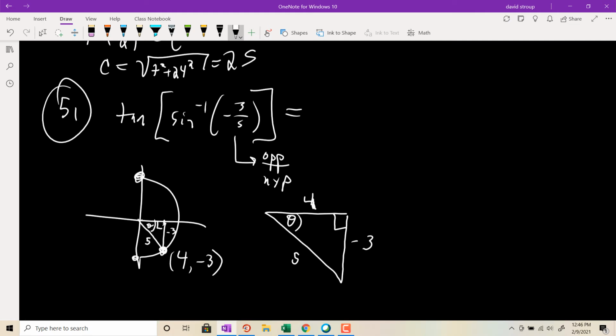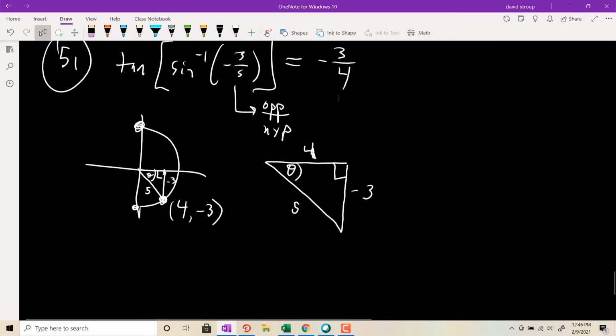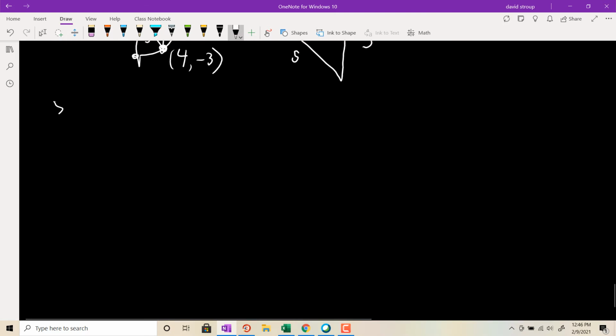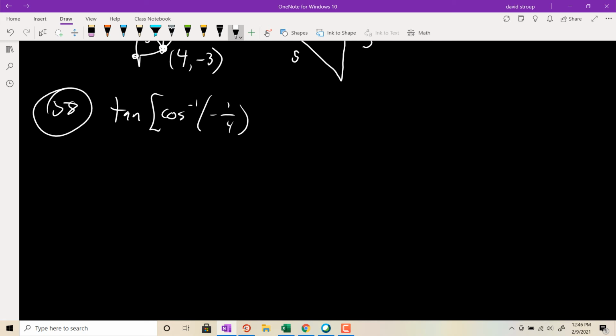And then the tan of this angle, as a ratio of sides of a right triangle, we know that tan of theta is equal to what? Opposite over adjacent. So it's actually -3 over 4. One more. So let's look at 58. And we're looking at tan of cosine inverse of -1/4.